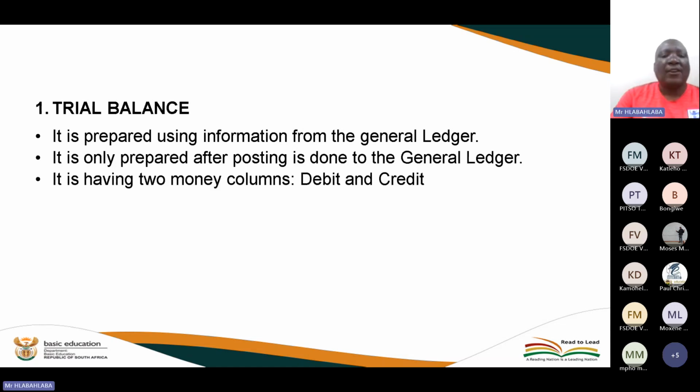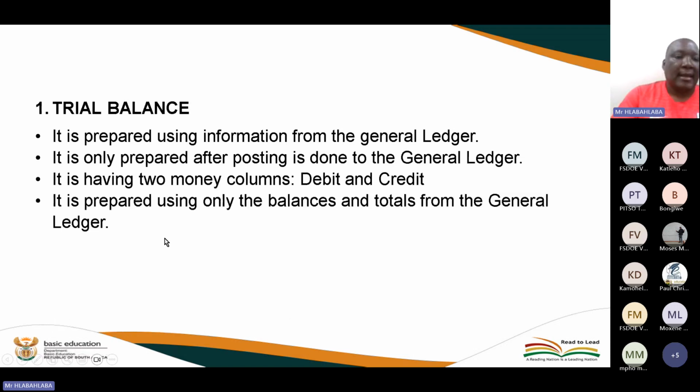And then it has 2 money columns, meaning it only has 2 columns. You remember, cash receipt and payment have a lot of columns, but dry balance has 2 columns, debit and credit. It is prepared using only the balances and totals from the general ledger. This is very important. We only take the totals and the balances from the general ledger. Opening balance and also the totals that come from the general ledger.